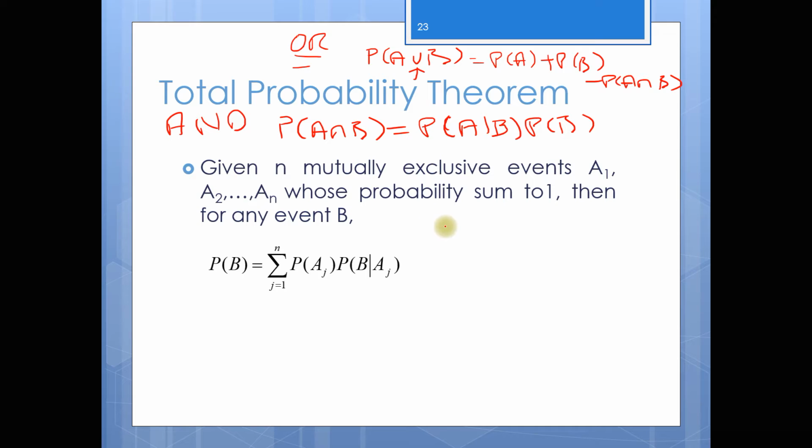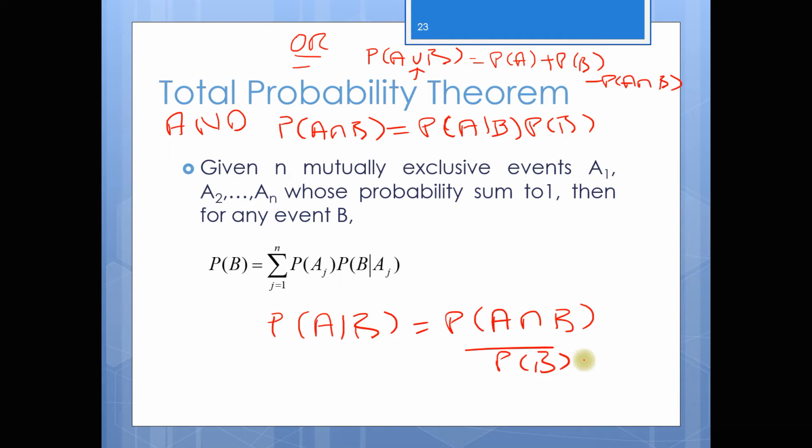When you are given a condition in the probability, you would understand that it is the application of a conditional probability, which is probability of A intersection B over the probability of B. So in any of these cases, if you are looking at OR, you apply this formula, if you are looking at AND, you apply this formula, and if you are looking at a condition, you apply this formula.